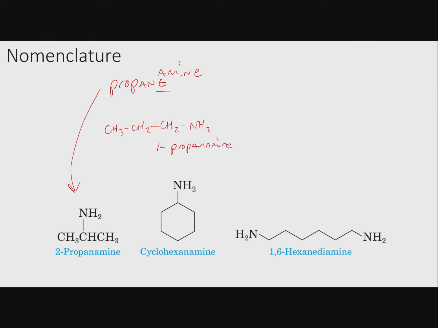So again, we always need to use our numbers. If we have multiple amines on the same molecule, then we can call it a diamine, like we said, a diol or a triol with alcohols. And of course, we give the number as well. No need to give a number on a cyclic compound. The amine will be the number 1.